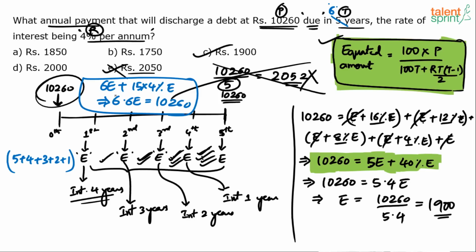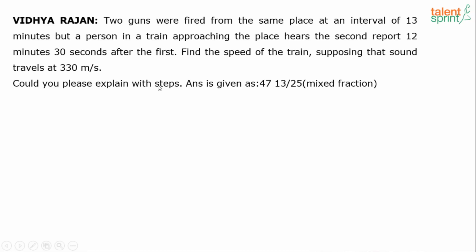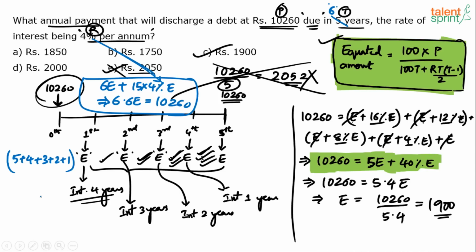You don't have to remember any formula. Just the simple calculation. 7E plus 7 plus 6 plus 5 plus 4 plus 3 plus 2 plus 1, into whatever the rate of interest is. What is this 4? This is 4% coming from here. This 4% has been used here. You understand? If it is 6, multiply by 6. If it is 4.5, multiply by 4.5. As simple as that. So you don't have to remember the formula. Okay? 1900, option C is the answer.